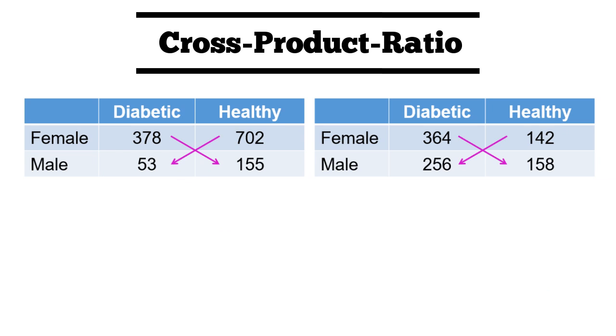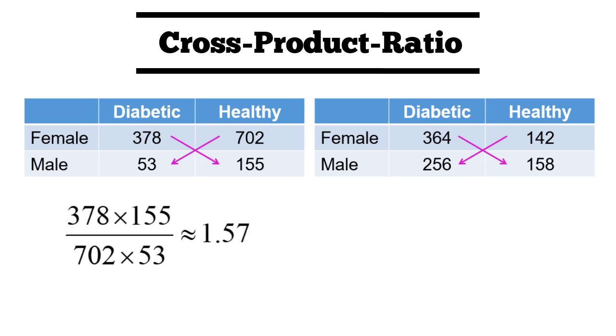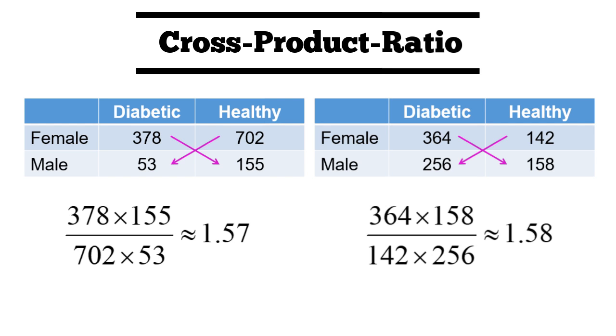The table on the left is from the cohort study. As indicated by the arrows, we take the product of 378 and 155, then divide this by the product of 702 and 53 to get 1.57. The table on the right is from the case control study, and this works the same way to give 1.58. In fact, this method works for the whole population as well.